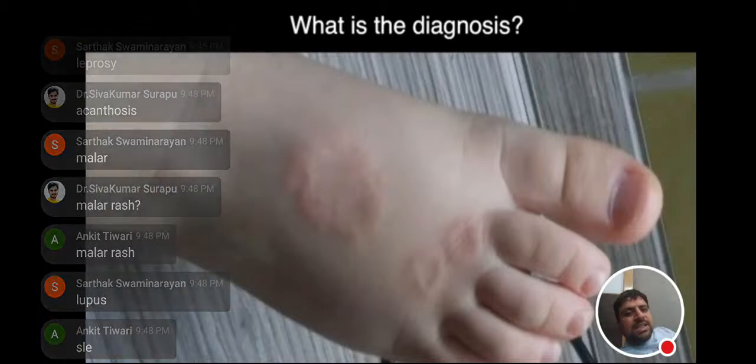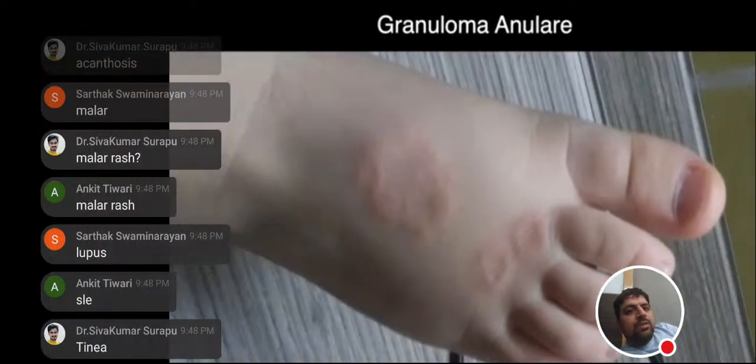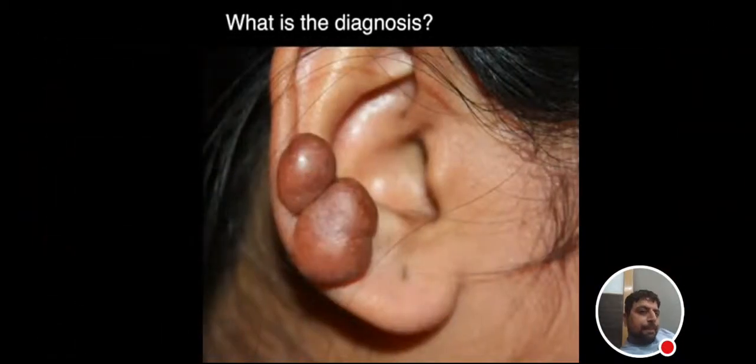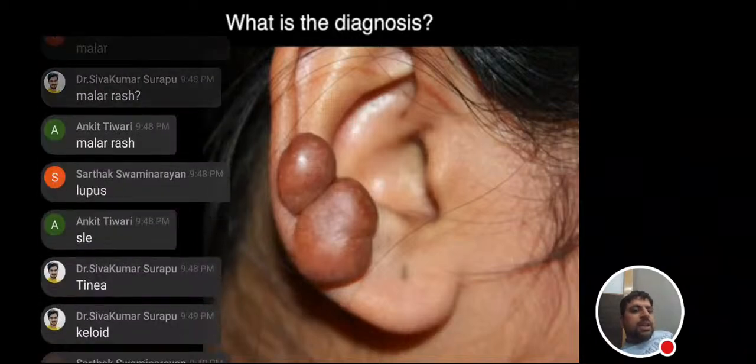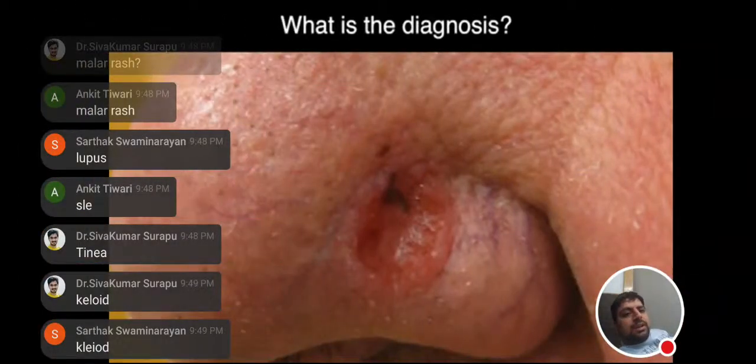What is this? This is a case of, not tinea, granuloma annulare. Okay. What is the diagnosis here? Is there anybody who sees such a patient in your practice? So what is the diagnosis? This is keloid. Yes, absolutely right. This is keloid. And this image shows what?